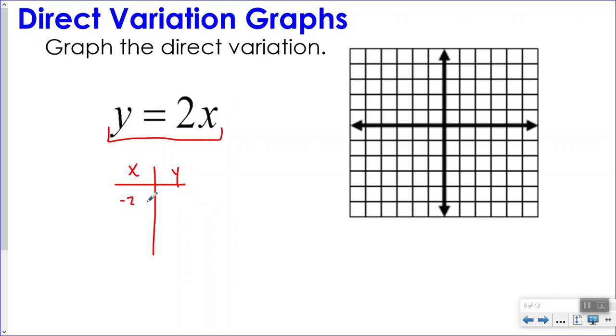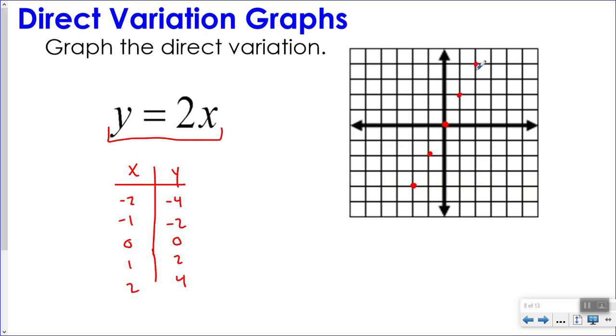So if x is negative 2, x times 2 in this case would be negative 4. So we have the point negative 2, negative 4. If we pick an x value of negative 1, times 2 gives us negative 2. So we have negative 1, negative 2. 0 multiplied by 2 will give us 0. Then we can keep going here. We can try 1, which will give us 2. And 2, which will give us 4.